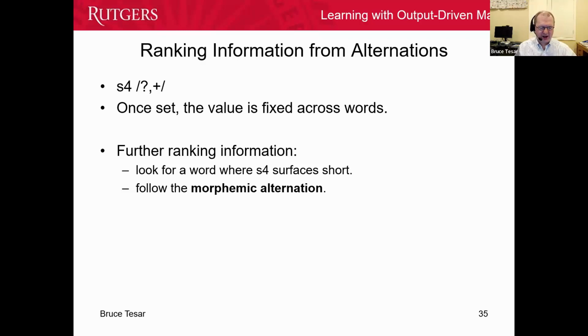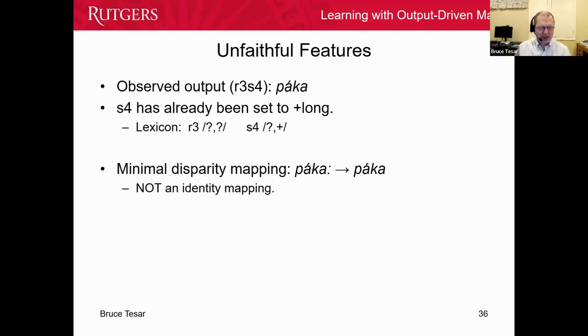So once you've set an underlying feature, then it's time for morphemic alternation to come in, because once you've seen a feature and you've set a feature because you've seen a place where it has to surface correctly, if that feature alternates, that is, that same morpheme, you use it in a different word, the feature value surfaces differently, that's evidence for activity of the phonology, which tells you information about the ranking. So we saw S4 is long in a word where it surfaced long. Now we look at a word with a different root and it surfaces as short.